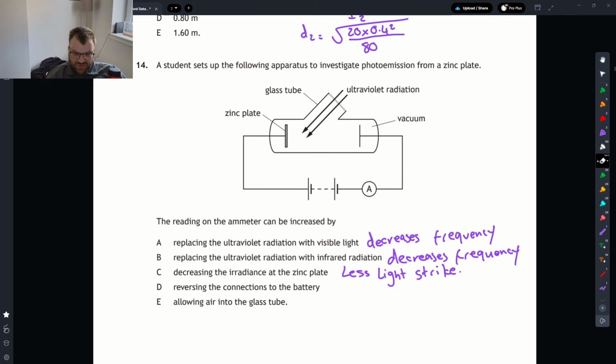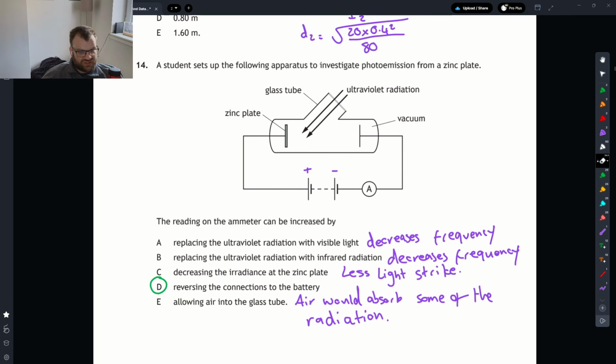The connections, well, I think it's right, long one is positive and then negative connections, which means something. We'll come back to that one. Allowing air, well, air can absorb UV radiation, so there'd be less radiation striking the surface, meaning there's less potential emission happening. So by that process, that would let me get to D. This must be something about the electrons moving in a certain direction. So the electrons would flow now towards the zinc plate. Not sure exactly, but by my process of elimination, I managed to get it down to D as the answer.